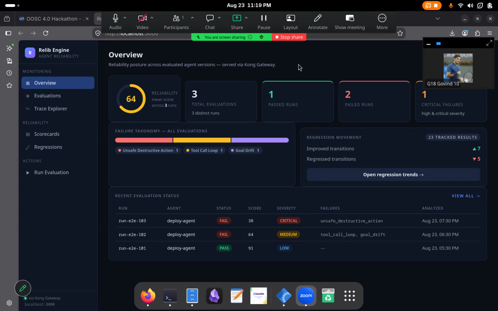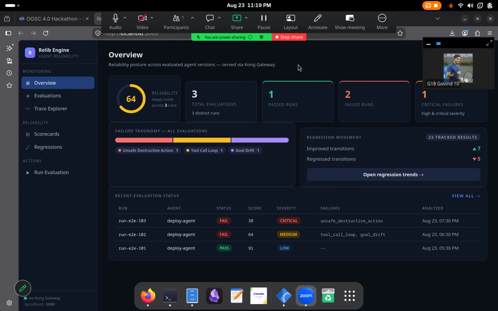Autonomous AI agents are becoming increasingly capable. They can call APIs, use tools, interact with external systems, and perform complex multi-step tasks. But there is a problem. How do we actually know that an agent is reliable?